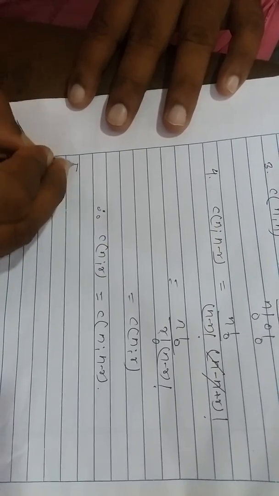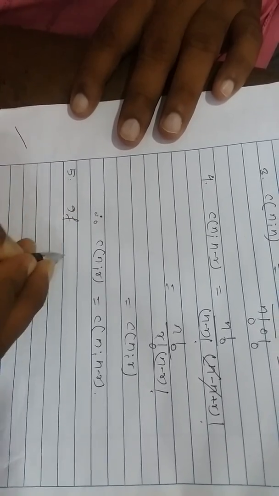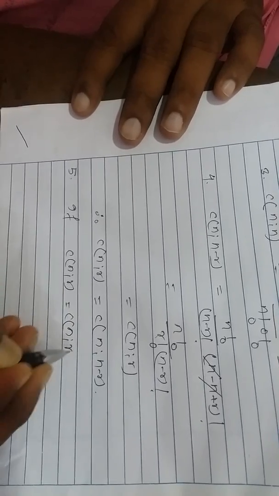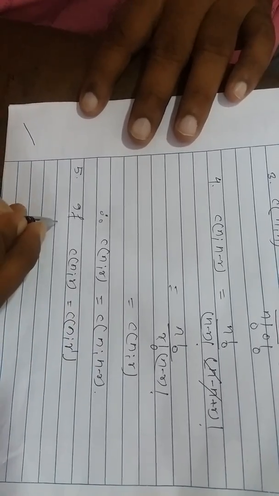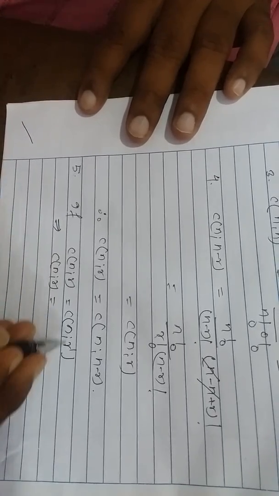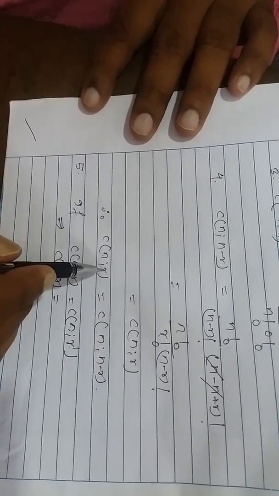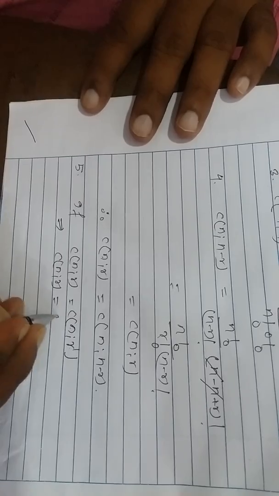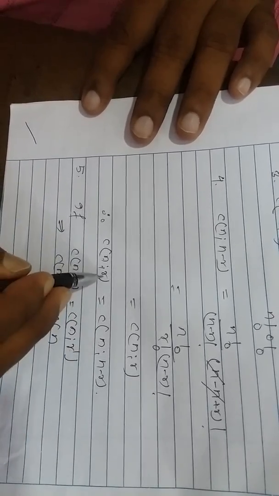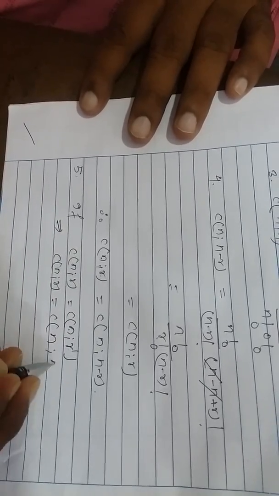Move to another remark, number 5. If C(n, r) equals C(n, r dash), what happens? Let us see here. This C(n, r) is as it is. Can this C(n, r dash) be written, by this formula, as C(n, n minus r dash)? Yes, the first component stays n, and in place of the second component we replace it by first minus second, which will be n minus r dash.